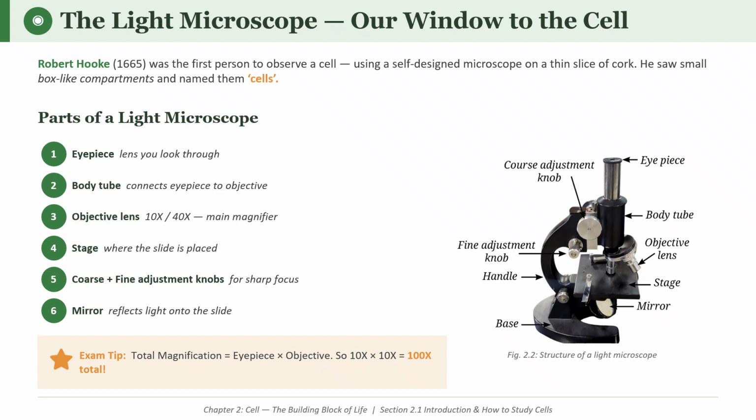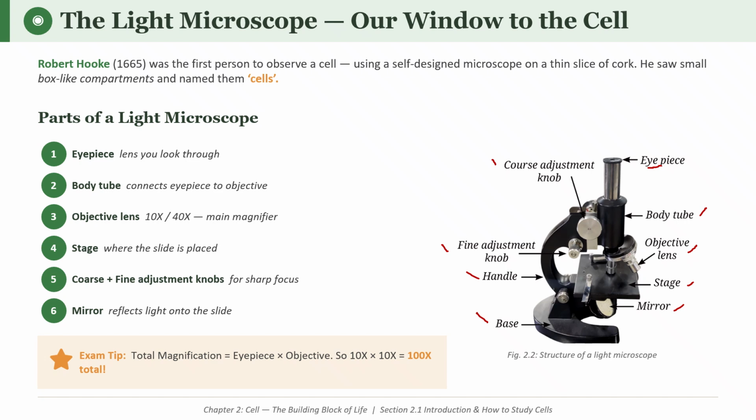Okay, let's start with the microscope. This is the diagram of a light microscope. Can you see the diagram, children? These are the parts of the light microscope. You can see the main parts. This is the eyepiece, the body tube, the objective lenses and the stage. And this is the mirror, the coarse adjustment knob, the fine adjustment knob, the handle, and the base. All these things are very important.